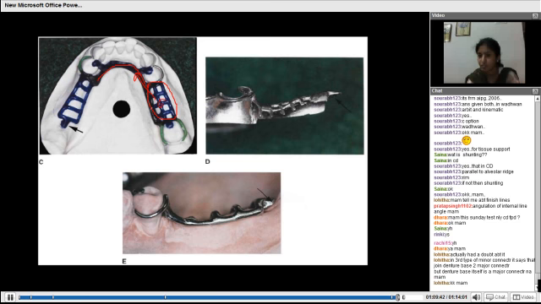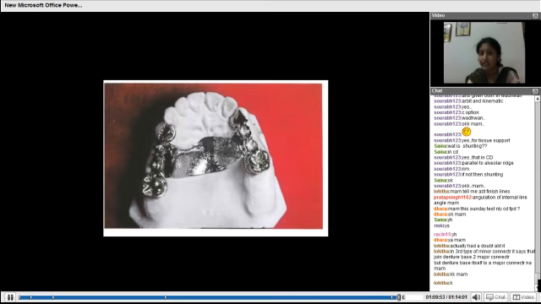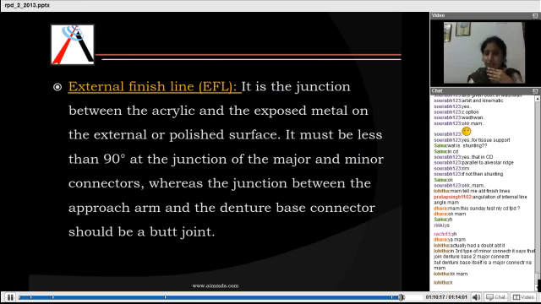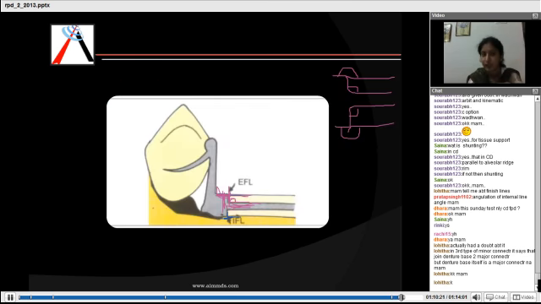Now clear? So this framework can be either longitudinal, that is lattice work, or it can be crisscross, that is mesh work. Okay. Now what are finish lines? Finish lines are something which is, okay. There are two finish lines, external finish line and internal finish line.